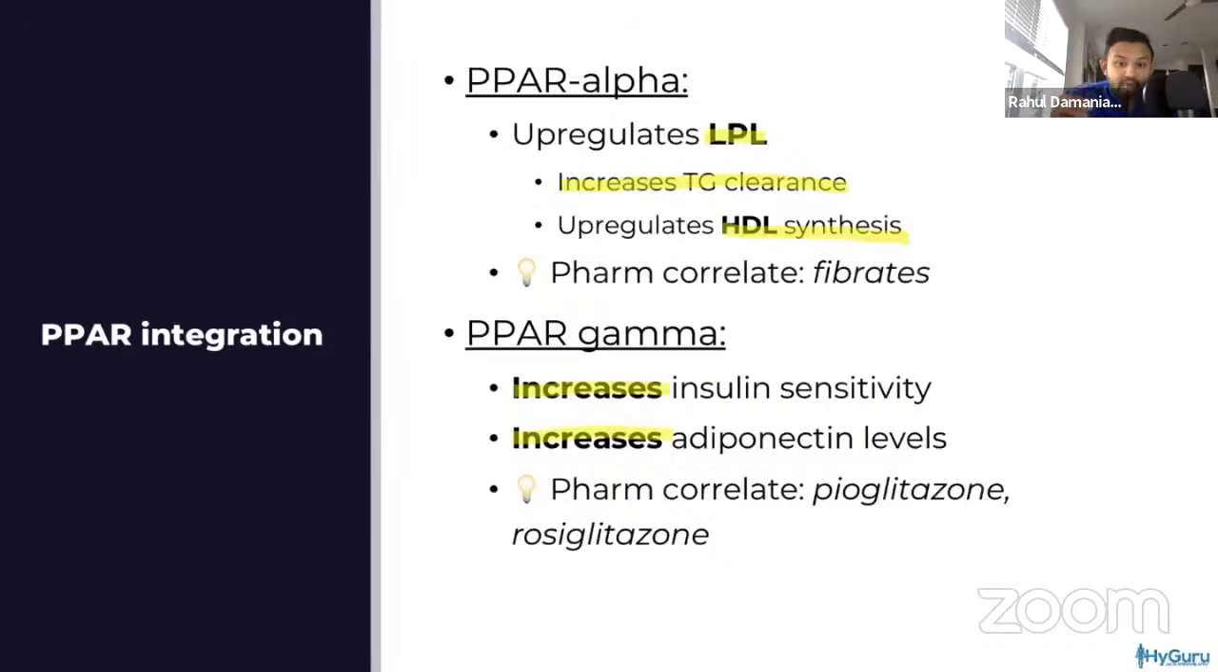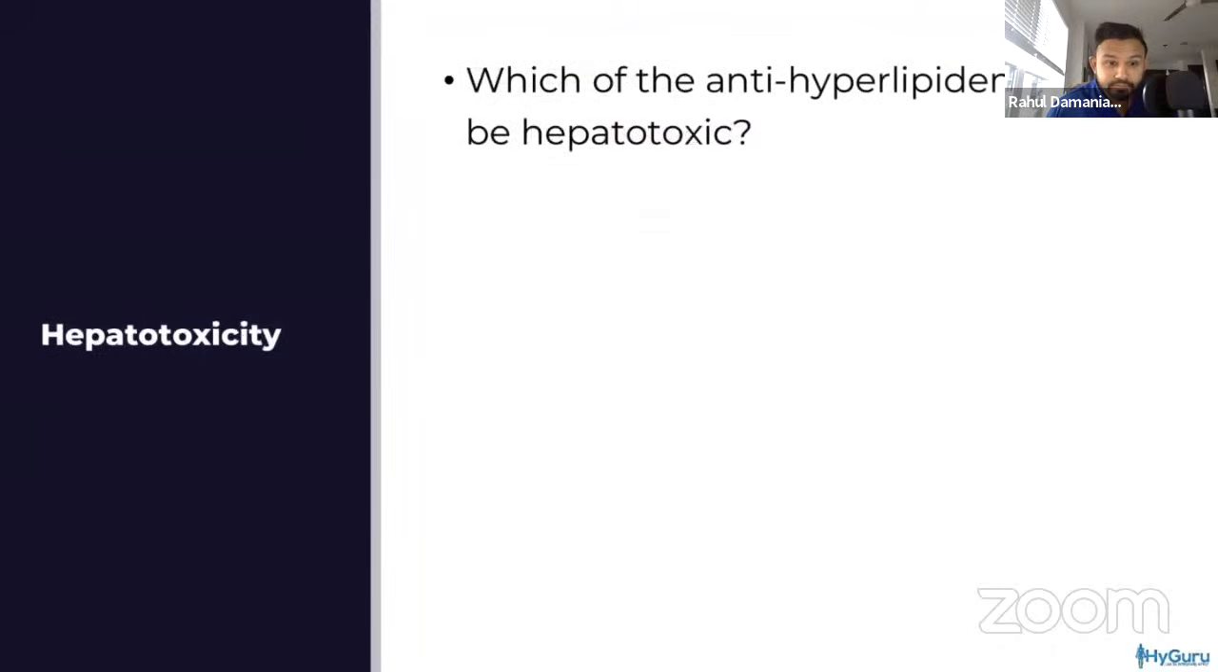These peripheral insulin sensitizers are going to have a high yield side effect. And that side effect, frequently tested on exams, is that they cause a little bit of fluid retention. And so they can exacerbate congestive heart failure in patients who have underlying systolic dysfunction.